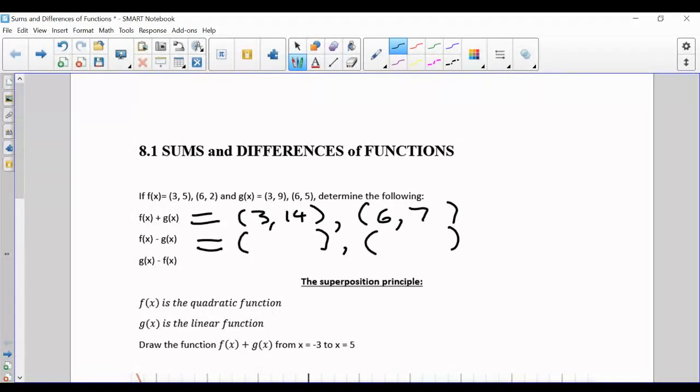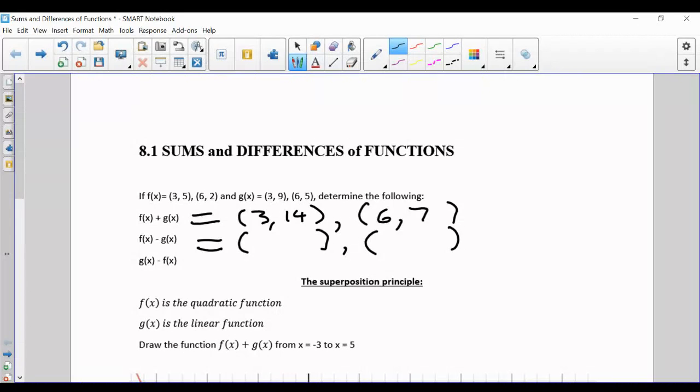The 3 doesn't change. The 3 is still going to be 3, but you take the y values and you sum them together. You see what I just did there? Okay, so that's why the 5 and the 9 get added together, and that's why the 2 and the 5 get added together, give me the 7. The x does not change. The same x value gives me 2 different y values. I just simply add the y values together. Okay, let's get to the second one.